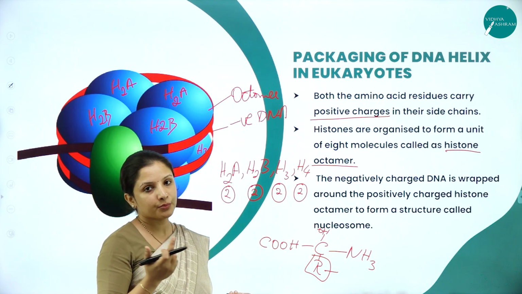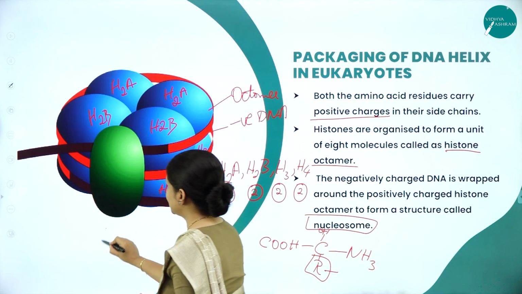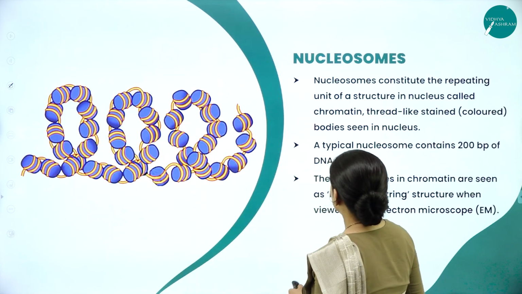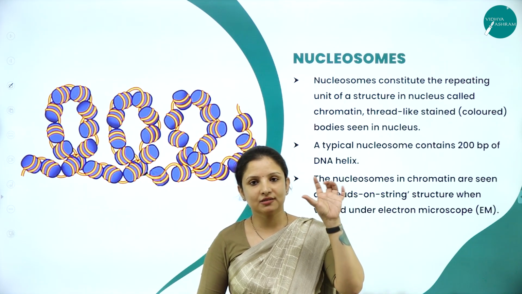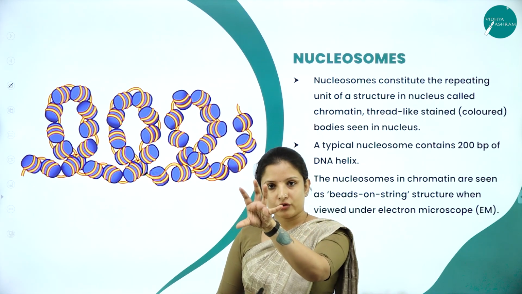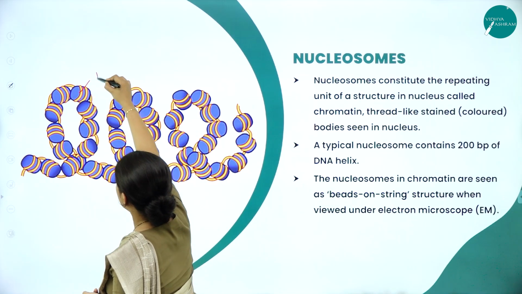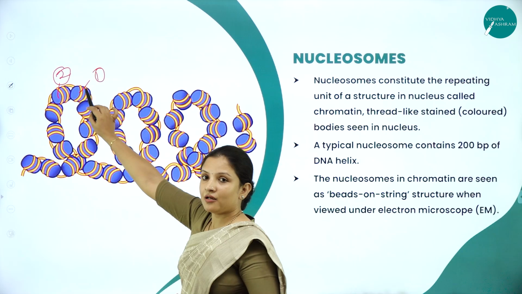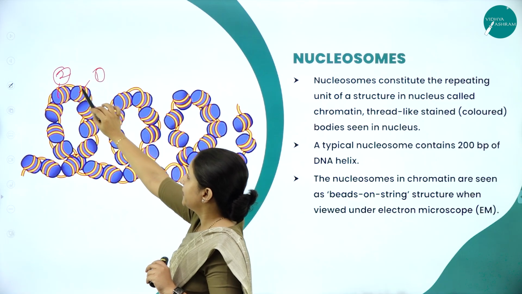So, the negatively charged DNA is wrapped around the positively charged histone octamer to form a structure which is called the nucleosome. This is what we call the nucleosome. We have seen it in the previous slide itself, right? Moving further, we'll talk about the nucleosome. What is one nucleosome made up of? It contains a histone octamer around which one stretch of DNA is coiled. Next, one more nucleosome is again made up of a histone octamer around which DNA is coiled. Can you see here? This is the first nucleosome, this is the second nucleosome. Here also it is an octamer, made up of 8 molecules of histone proteins.